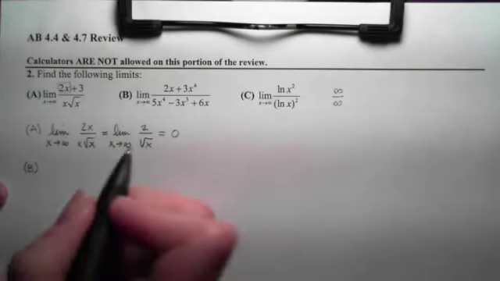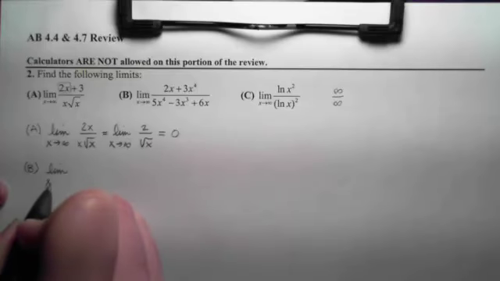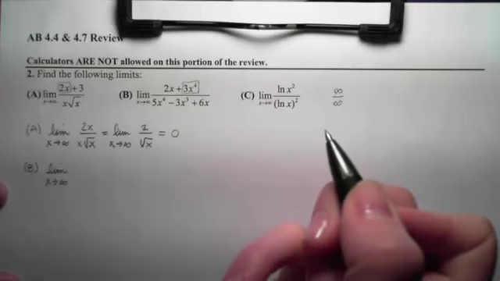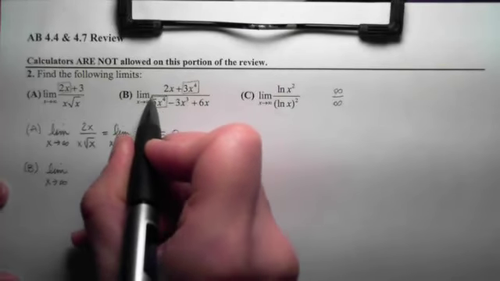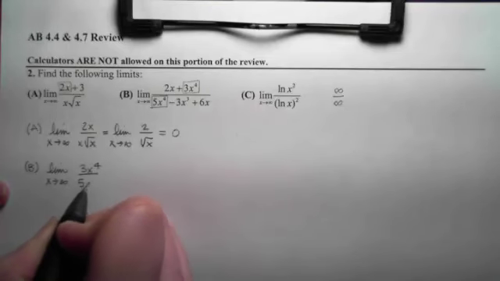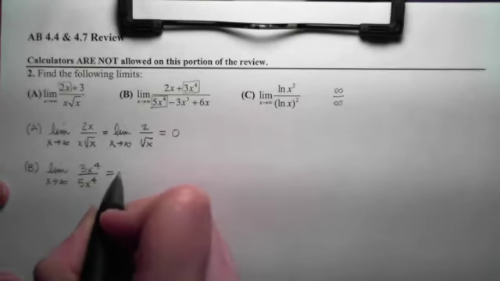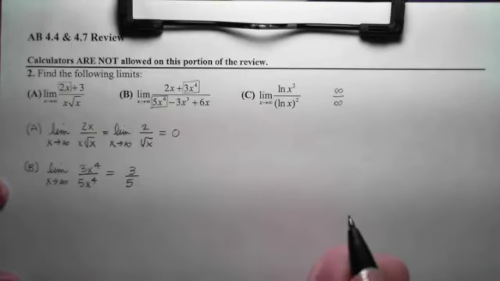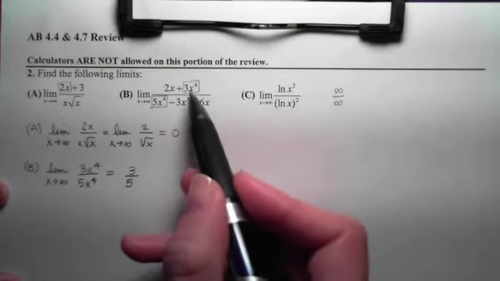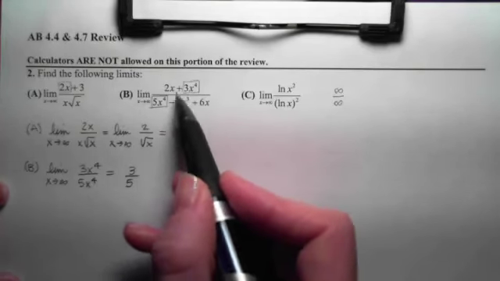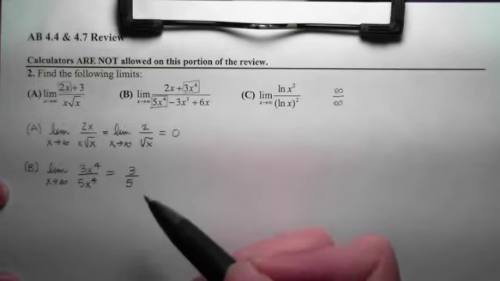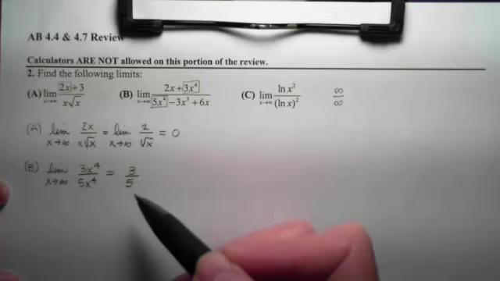Same thing with Part B. If I again identify my dominant term on top, which is the 3x to the 4th, and the dominant term on the bottom, which is a 5x to the 4th, then the x to the 4th can cancel, and I can just get a 3/5. I would arrive at that same answer using L'Hopital's, but I would have to take multiple derivatives, I think 4 of them, before I would end up getting to this term. So in this case, doing the dominant terms is significantly more efficient.